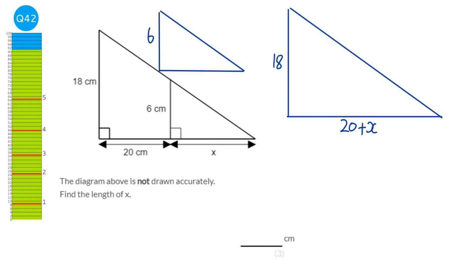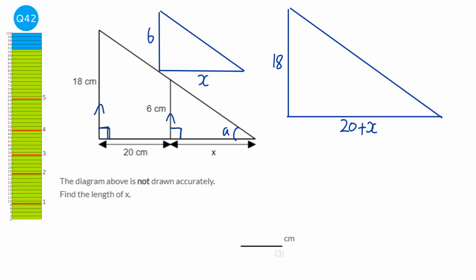Then we've got 6 here and we've got x here. Now the two triangles are similar because the sides here, we know they are parallel because they are right angles, and they share an angle here, which we can just label as A, and so they are definitely similar, which means that one is an enlargement of the other.